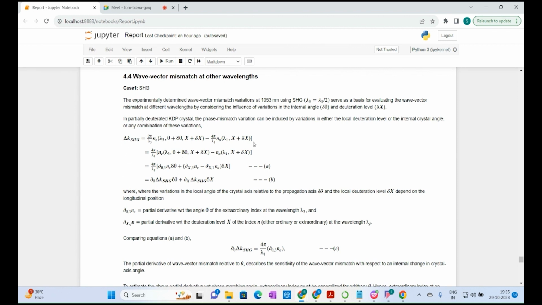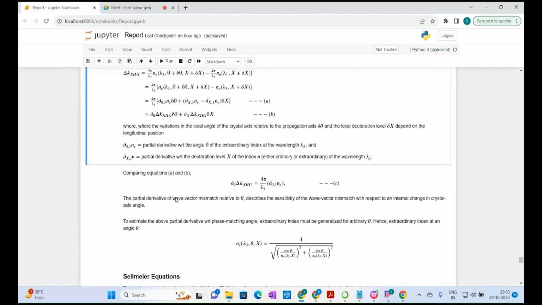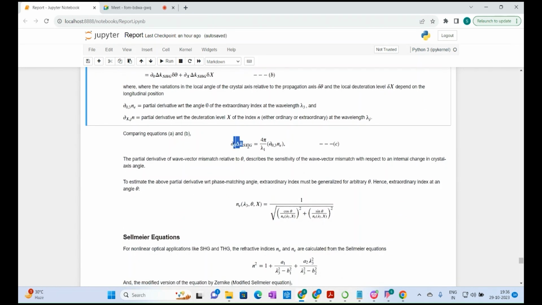So this is the equation we have. Now this term is obtained on taking partial derivative of delta KSHG with respect to the phase matching angle, and this term is obtained on taking partial derivative of delta KSHG with respect to the deuteration level. So now to estimate the partial derivative with respect to theta, we need to find the partial derivative of the extraordinary index with respect to theta at the wavelength of lambda 3.